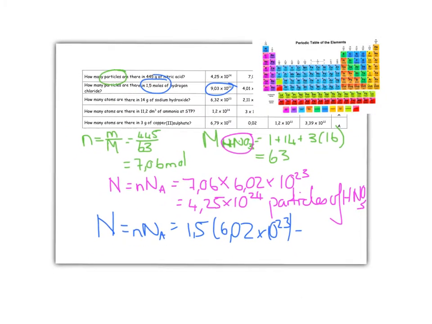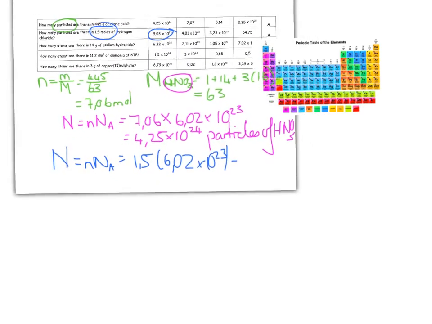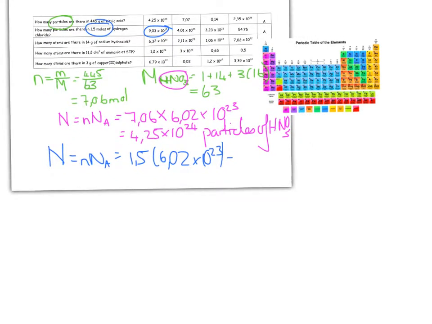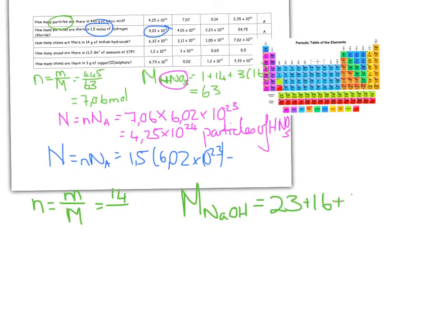They're going to ask me how many atoms there are in 14 grams of sodium hydroxide. Well, the first thing I'm going to do is work out how many particles there are, so I'm going to go through the same motions. Number of moles is mass over molar mass. It's 14, and I'm going to work out the molar mass of sodium hydroxide, NaOH. That's equal to 23 plus 16 plus 1, which is equal to 40. So I go 14 divided by 40, which is equal to 0,35 moles.